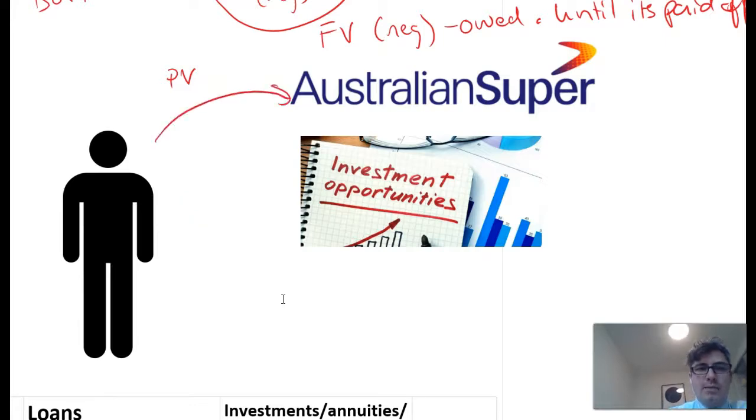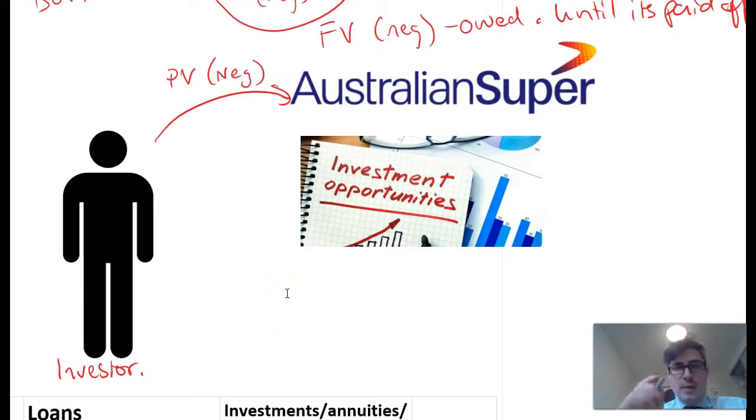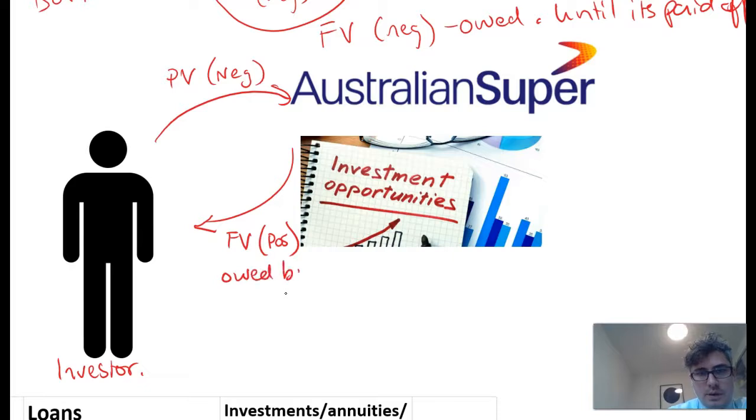But either way, the money's leaving the investor. So we call this person the investor, and therefore it's actually negative because it's leaving them. Now, the FV is therefore coming back this way, and FV means it's owed back to the investor. So this will usually be positive. If it's been invested, it's owed back to the investor. So as long as that money is invested, FV will be positive because the money is owed back to them, until the money runs out.